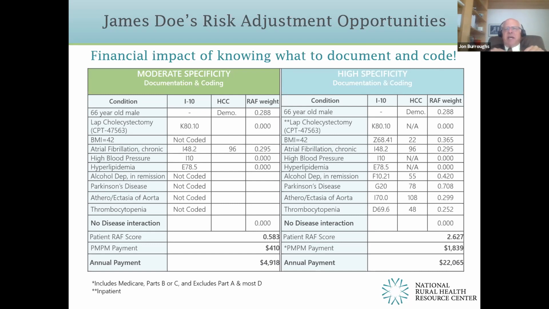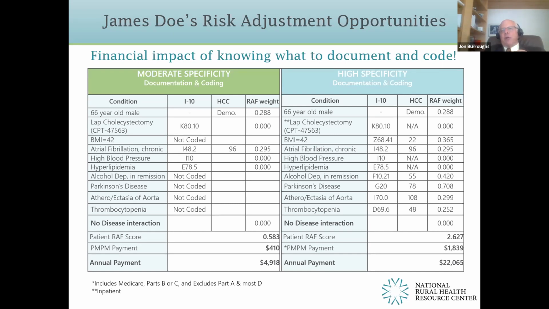We're going to document and treat the high blood pressure. We're going to document and have a treatment plan for hyperlipidemia. We're going to document and have a treatment plan for alcohol dependency in remission. We're going to document and treat with a plan the patient's Parkinson's disease. We're going to document and treat the ectasia of the aorta, and we're going to document and treat the thrombocytopenia.